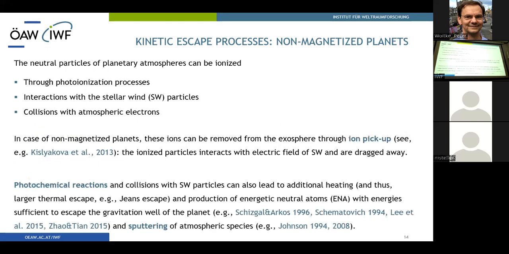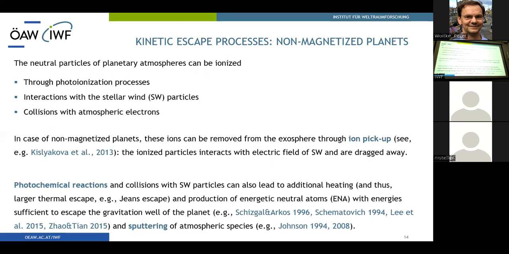Next, I will proceed with the kinetic escape processes, and most of the non-thermal escape processes consider the escape of the ions. The atmospheric species can be ionized through several channels, of which the main process is the photoionization from stellar high energy radiation. But it also can happen through the interaction with the particles of the fully ionized stellar winds, or through the collisions with atmospheric electrons.